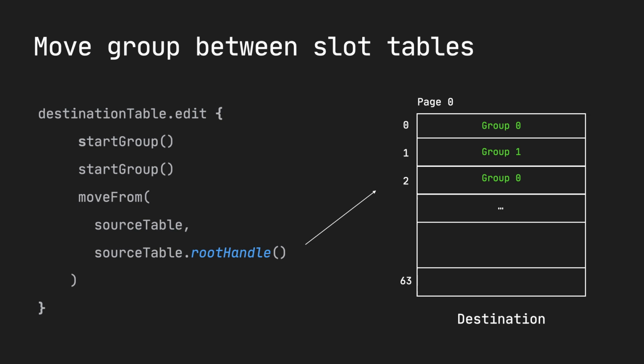And then I could use the move from method, which takes in 2 parameters. The first one is the source slot table, and the second parameter is the group that I want to move from it, which is in this case a root group, which is what root handle means. And this will move, as you can see, group number 0 to offset number 2. So that's how you move groups around between slot tables.